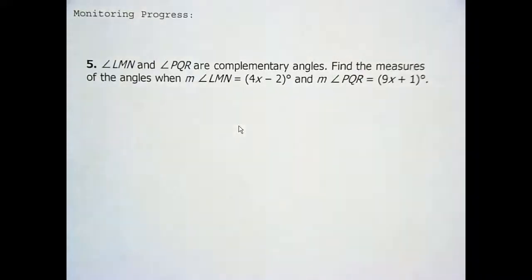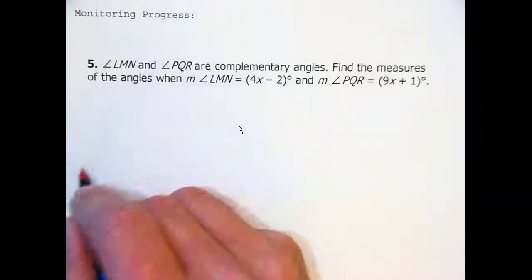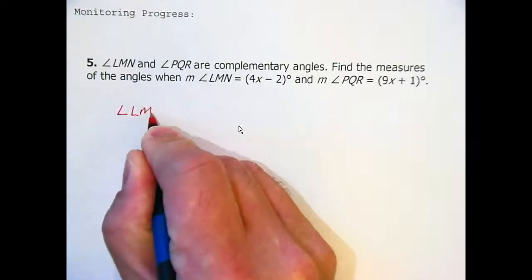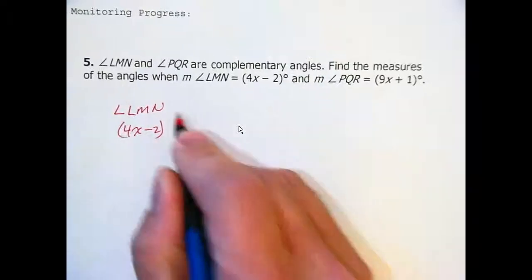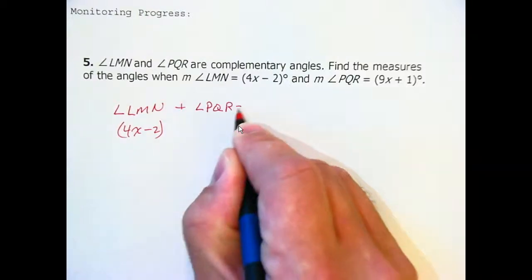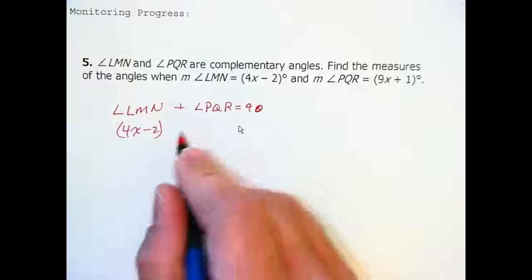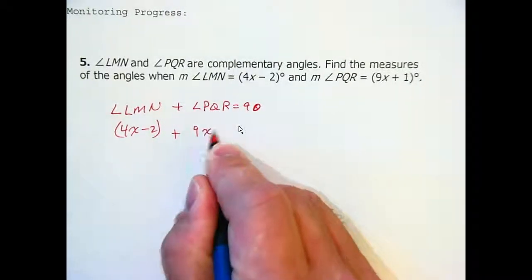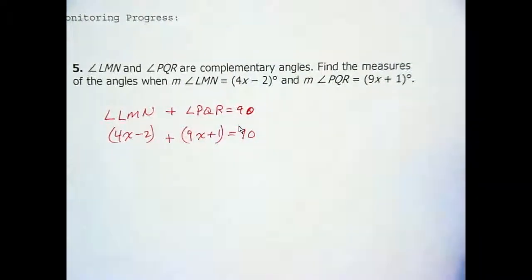Abdul. Okay, so first of all, complementary angles are equal to 90 degrees, so the division is 4x. Okay, 4x minus 2. So you said they're 90, right? Yeah. Okay. Plus what? Okay, 9x plus 1. Is that what you set up?